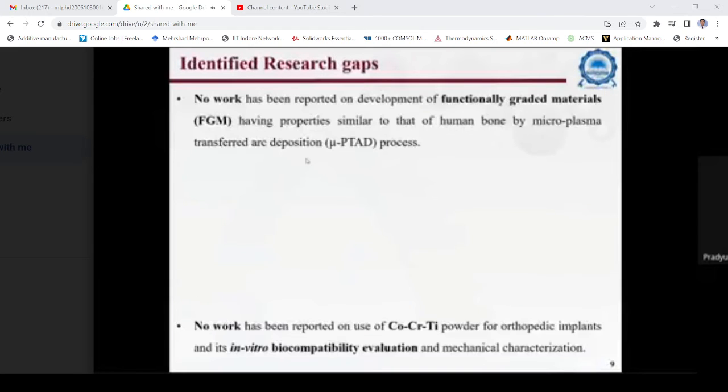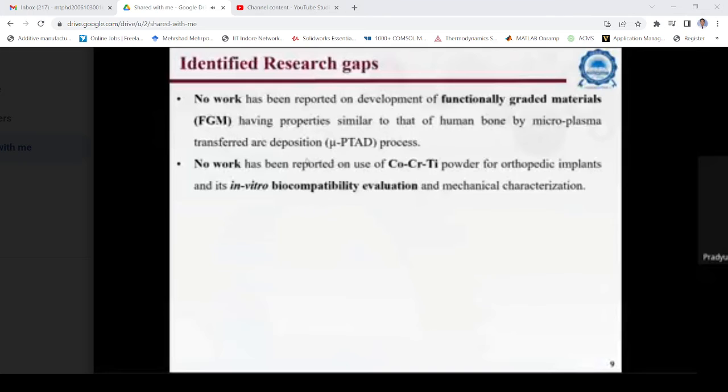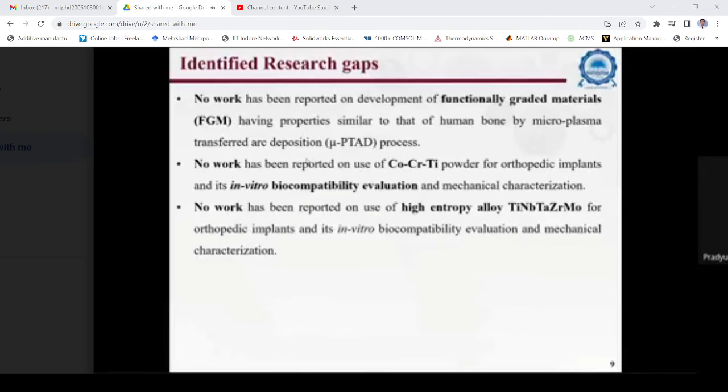Next, the identified research gaps. No work has been reported on the development of functionally graded material having properties similar to that of human bones by the microplasma transfer arc deposition process. No work has been reported on the use of cobalt, chromium, titanium powder for orthopedic implants and its in vitro biocompatibility evaluation and mechanical characterization. No work has been reported on the use of high entropy alloy for orthopedic implants and in vitro biocompatibility evaluation and mechanical characterization.